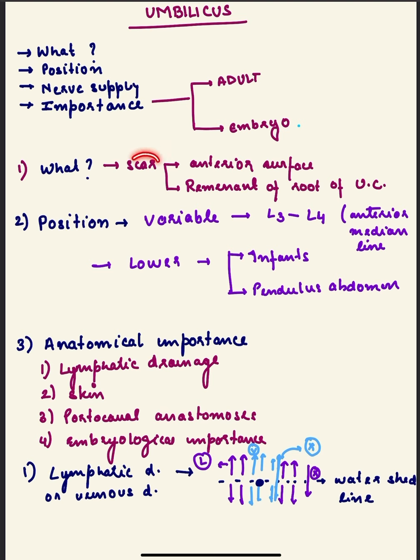The umbilicus is a scar on the anterior surface of our abdomen, and it is a remnant of the root of the umbilical cord. The position of the umbilicus is generally variable, but we can generalize it by locating it between the third and fourth lumbar vertebra on the anterior median line of our abdomen. But it is located a little lower in infants and people with a pendulous abdomen.